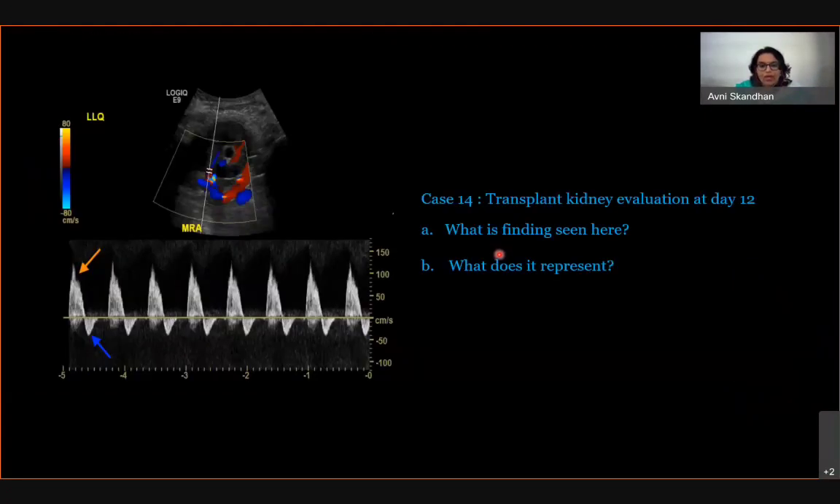Okay, so now this is a transplant kidney, on day 12. And these are the Doppler findings. So what is the finding you're seeing here and what does it represent? Okay, very good. Very good.